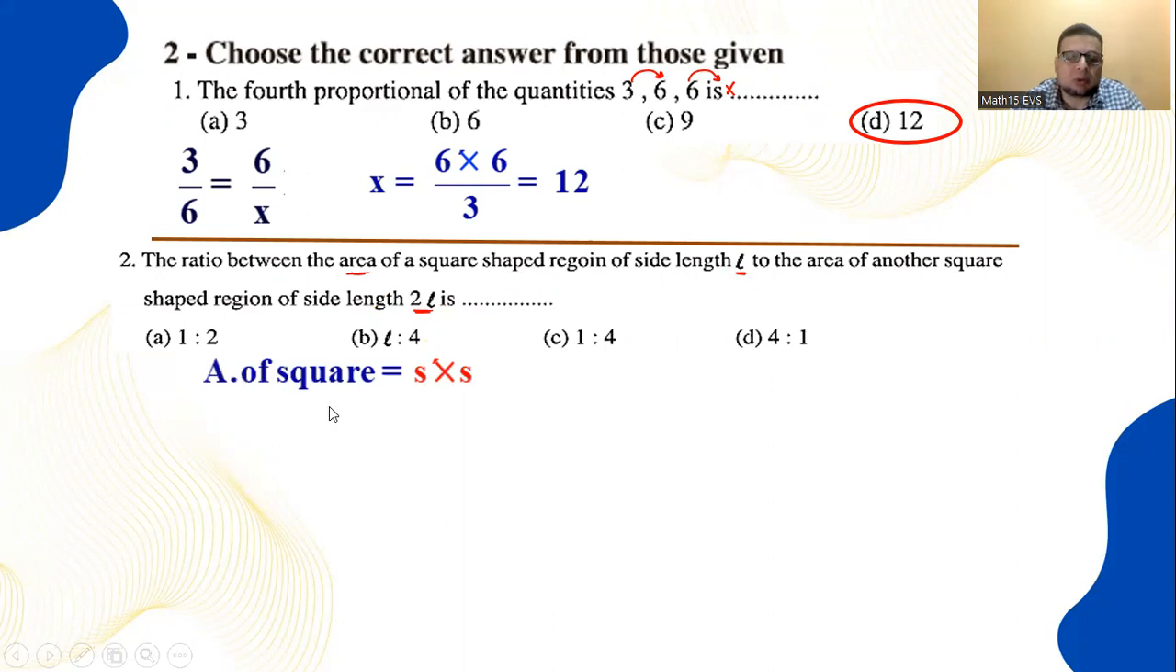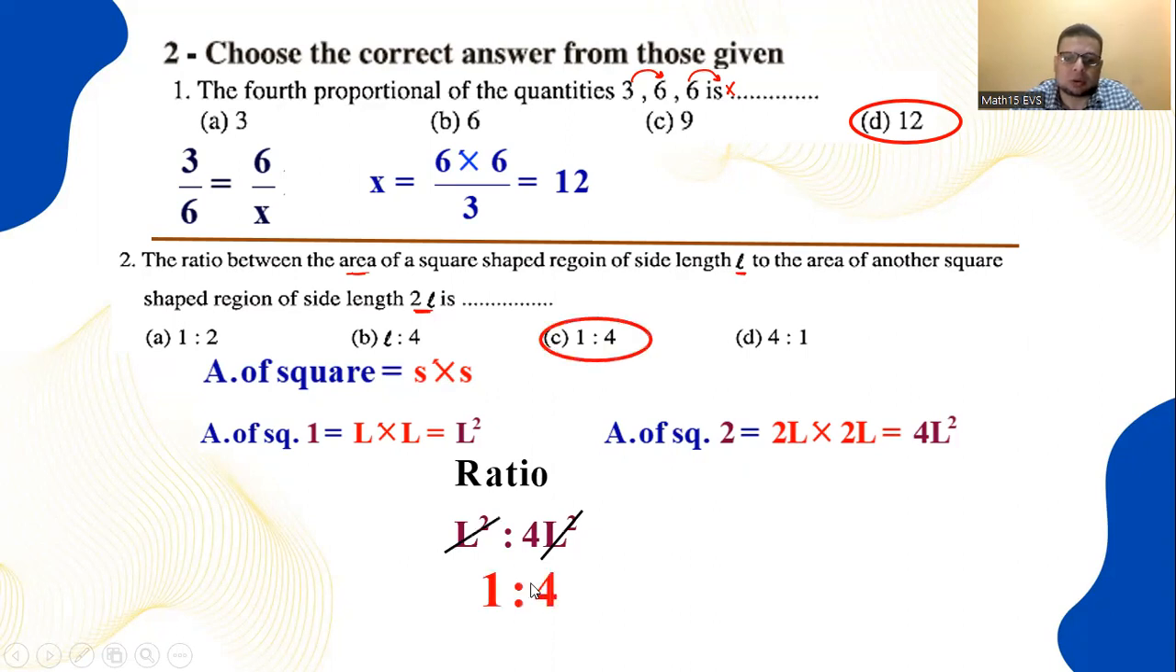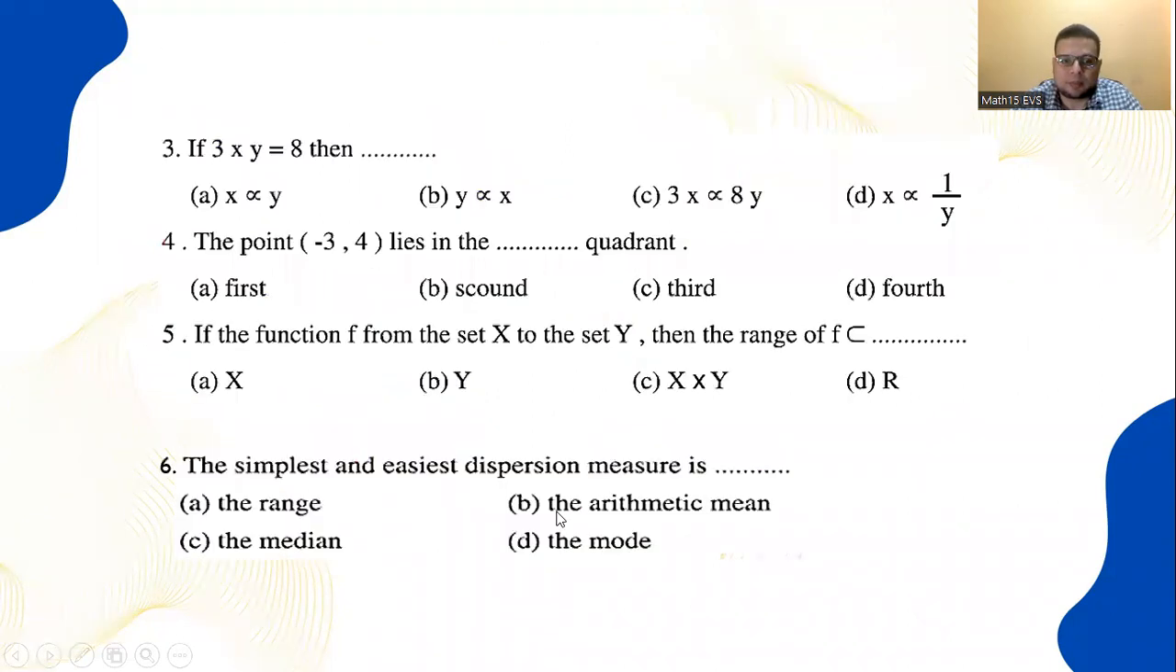The area of a square is side times side. The first square's area is L by L, L square. The second square's area is L by 2L, which is 4L square. So the ratio between the first and the second is L square to 4L square. Divide by L square and you will get 1 to 4. So the ratio is 1 to 4.